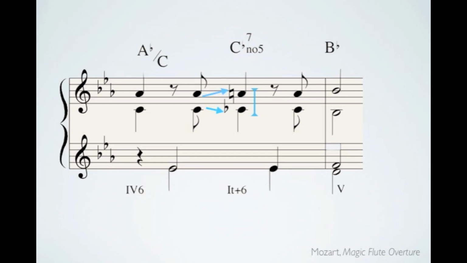Here's an example from one of my favorite pieces, Mozart's Magic Flute Overture, where we find an Italian augmented 6th in the key of E flat. As a minor second above the dominant, spelled correctly, this chord is a C flat 7, no 5. Notice the contrary motion from the minor sixth to the augmented sixth, then to the octave. Also, see how the doubled third resolves by step in contrary motion.